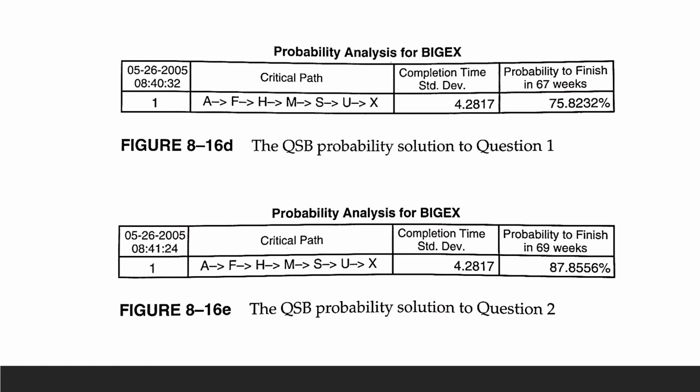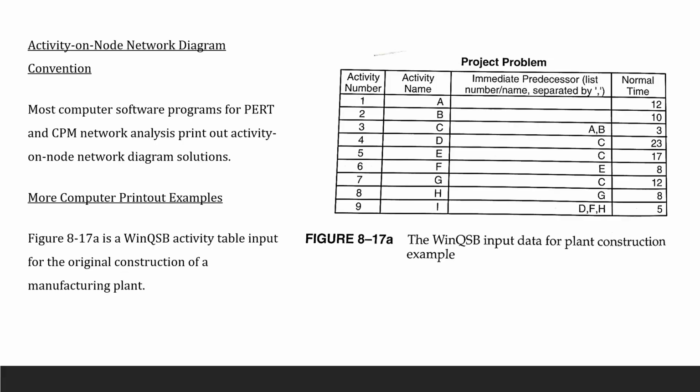Okay, at that time you need the human. Alright, so let's come back into here. So, activity on node network diagram convention. It's just showing you your WinQSB, and you input the data right in there. So that's just the project problem right in here.